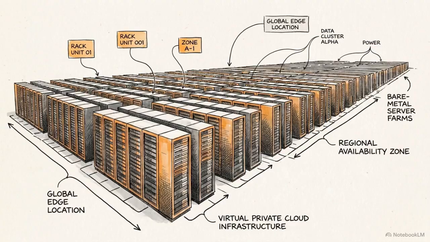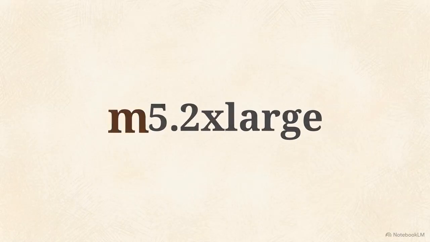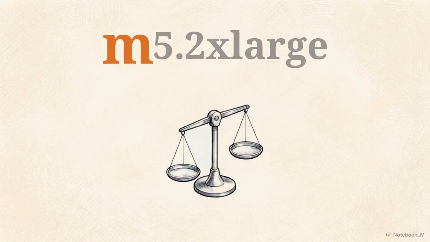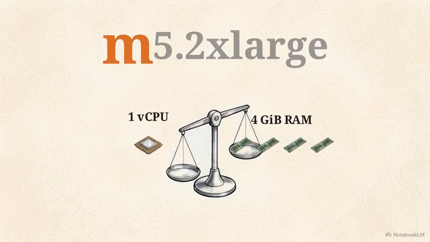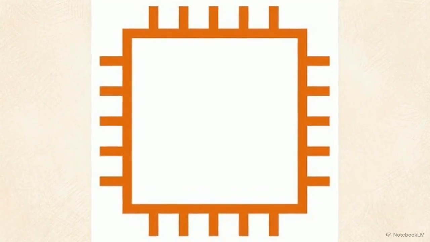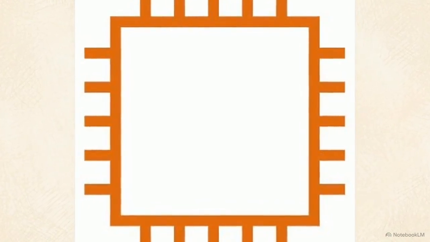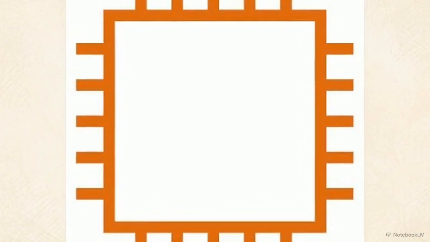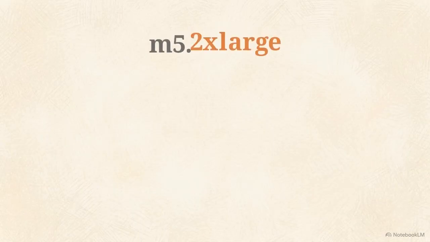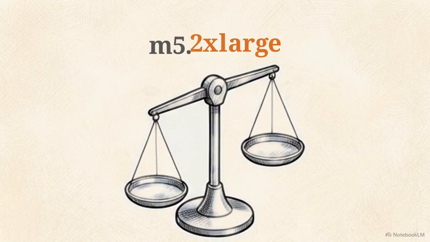AWS catalogs its massive compute inventory using a standardized naming convention. Take the instance type M5.2xlarge. The prefix M defines the instance family, which is optimized for a specific ratio of compute to memory. The integer 5 represents the physical hardware generation, integrating newer microarchitectures and improved processing performance over time. The suffix 2xlarge indicates the specific resource allocation size.